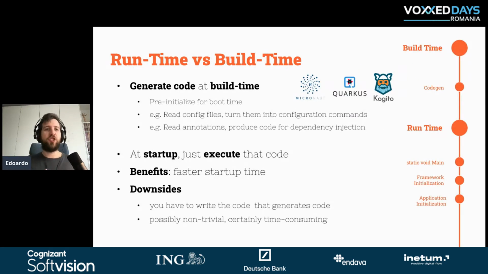Now, how can we achieve these benefits? Well, these benefits can be achieved by generating code and moving some of the processing that we usually do at runtime to build time. Now, how can we do that? Well, we can generate code that basically pre-initializes the application at build time, and then at runtime we just evaluate that code. Things that we could do: reading configuration at build time and turning it into configuration commands, or reading annotations and producing code for dependency injection.